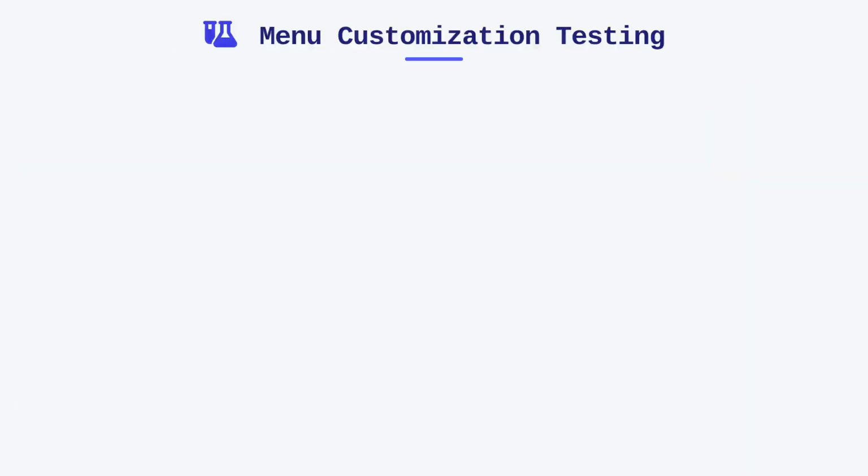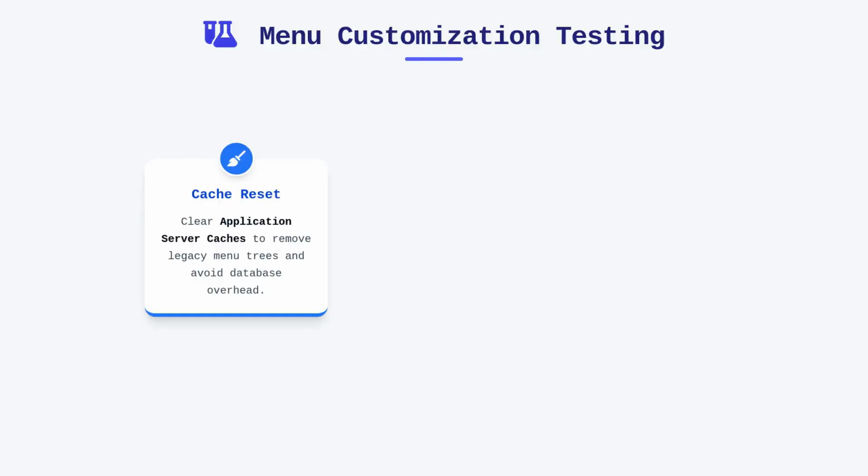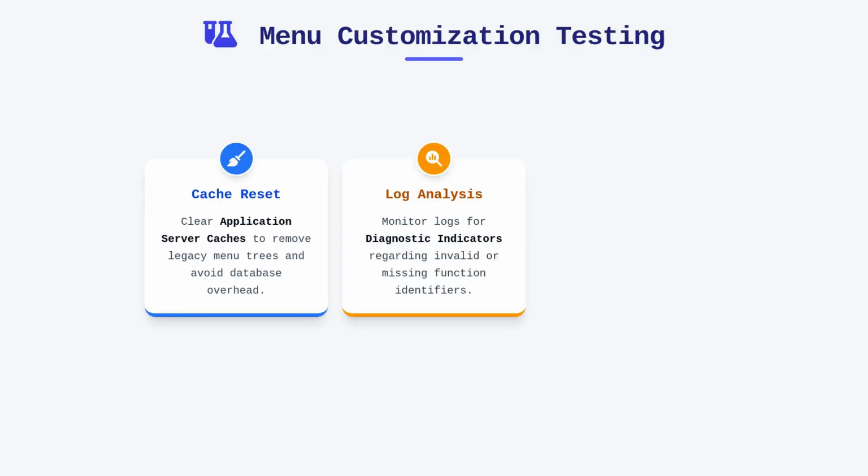Testing your menu customizations requires a methodical approach that mirrors the multi-tier deployment environment of your production system. After modifying the configuration, you must ensure that all relevant application server caches are cleared, as the menu tree is frequently cached to reduce the overhead of database round trips for every user session. Monitoring the logs during this phase is essential, as the system provides diagnostic indicators if a menu node refers to an invalid or missing function identifier.